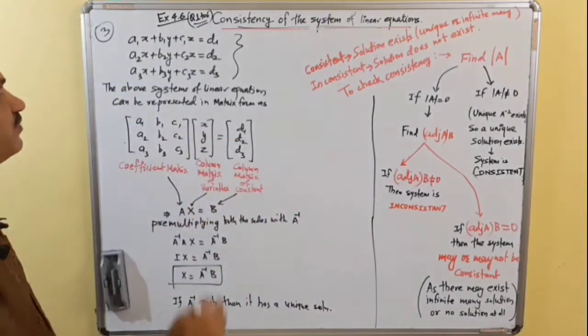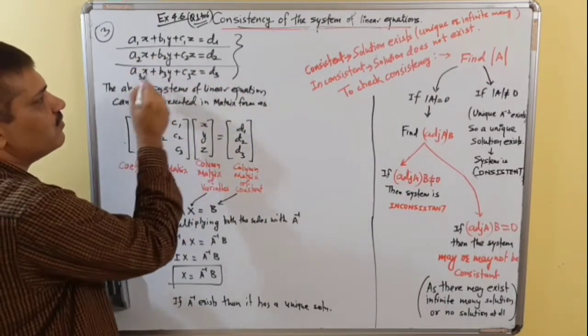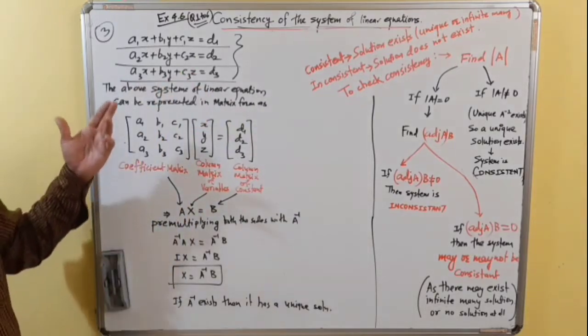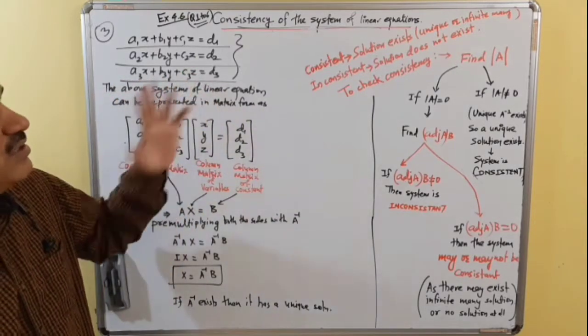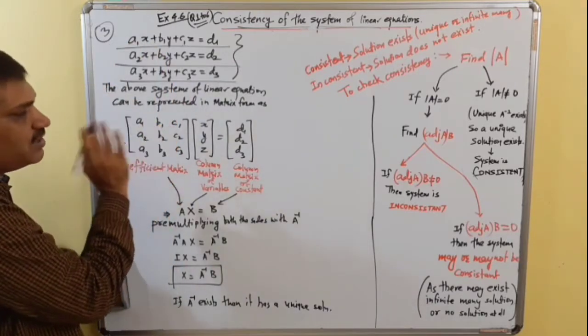Well, so here we have a1x plus b1y plus c1z is equal to d1. The second equation is a2x plus b2y plus c2z is equal to d2, and a3x plus b3y plus c3z is equal to d3. This system of linear equations can be represented in a matrix.